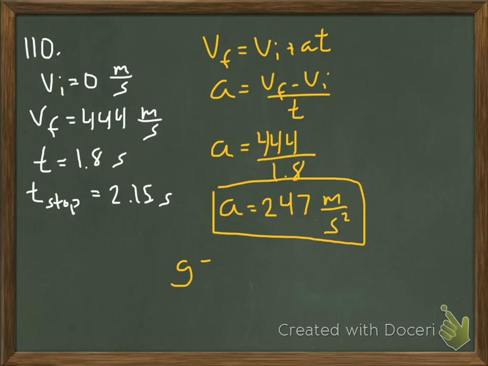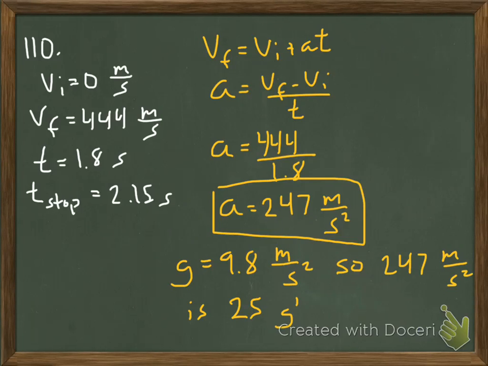To figure out how it compares, we can just divide 247 by 9.8, and it's 25. 25 times the acceleration of gravity. Another way of saying that is 25 Gs. When you talk about G-force or experiencing Gs, we're talking about how many times the acceleration of gravity it is. So this particular sled is 25 times the magnitude of gravity, or 25 Gs.